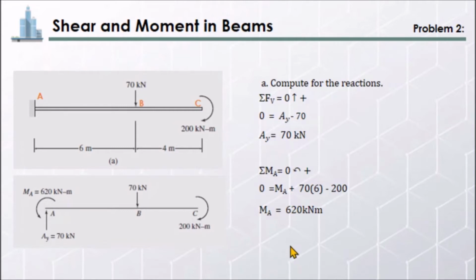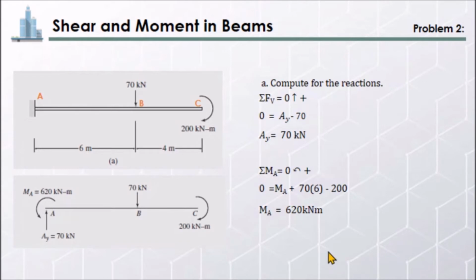So, here, taking summation of forces vertical is equal to 0, going up as positive. So, we have 0 is equal to A sub y minus 70. So, A sub y is equal to 70 kilonewton. We have no other point loads or vertical forces coming in, so they are just equal, 70 kilonewton.